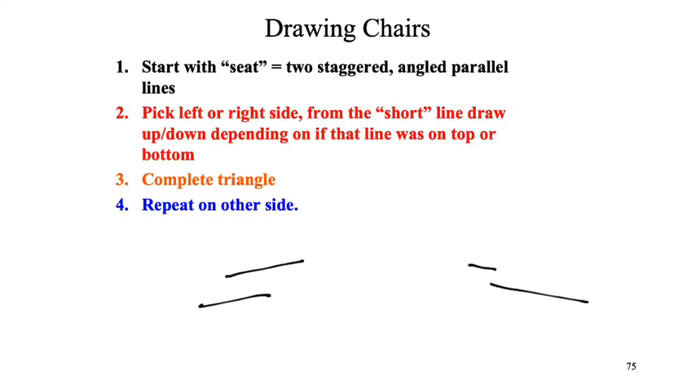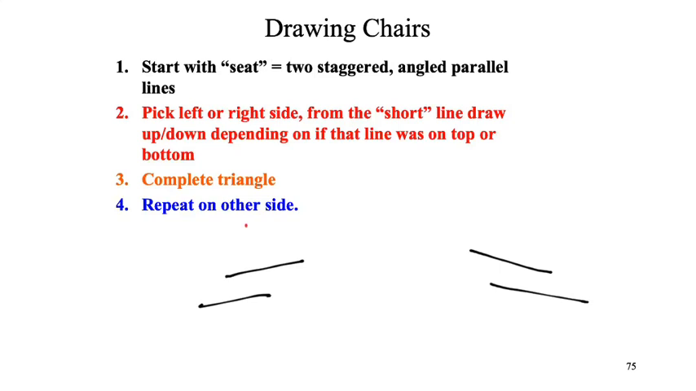Okay? Could you angle them the other direction? Yes. You don't have to angle them in the positive slope. We could give it a negative slope. Yeah? So we could angle it either way. Okay? Now what do I need to do? Pick the left or right side of the structure.